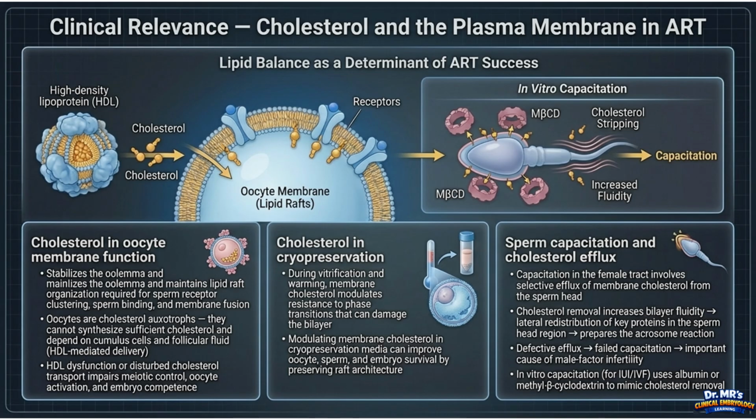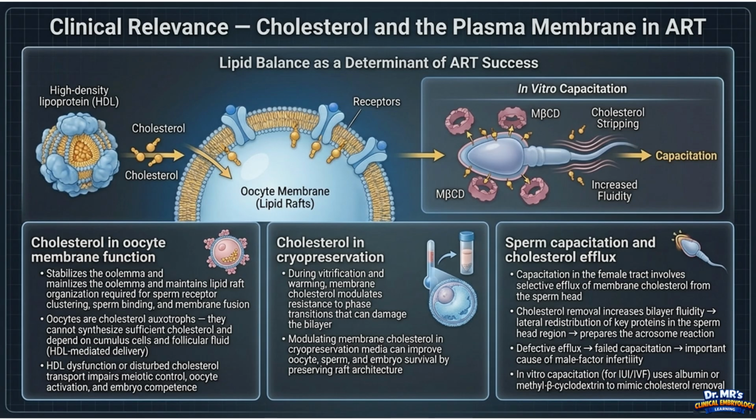lipoprotein-mediated transport. If high-density lipoprotein function is disrupted, or if cholesterol transport pathways are impaired, as they may be in metabolic syndrome or polycystic ovary syndrome, the oocyte membrane does not receive adequate cholesterol. The consequences include impaired meiotic control, disordered oocyte activation, and compromised embryo competence. Treating membrane cholesterol adequacy as a clinical variable opens new perspectives on why oocytes from some patient populations underperform despite apparently normal morphology.